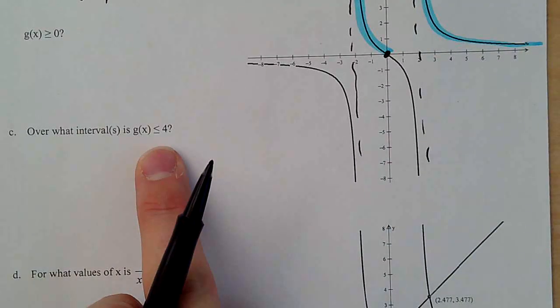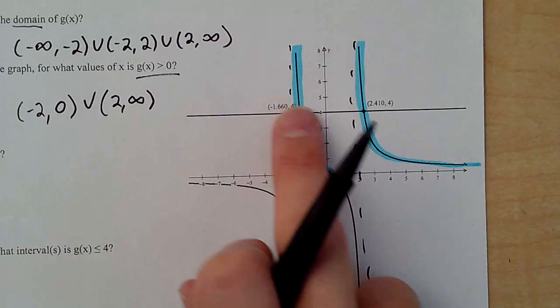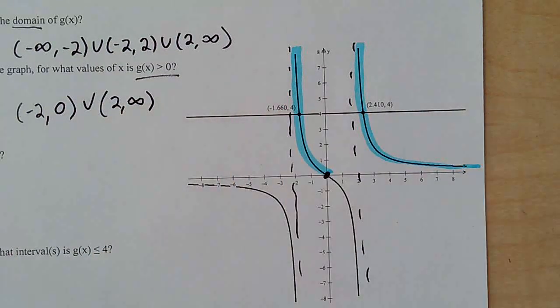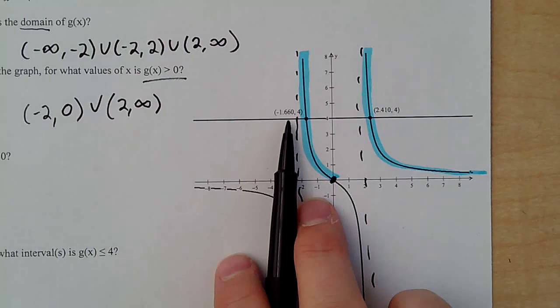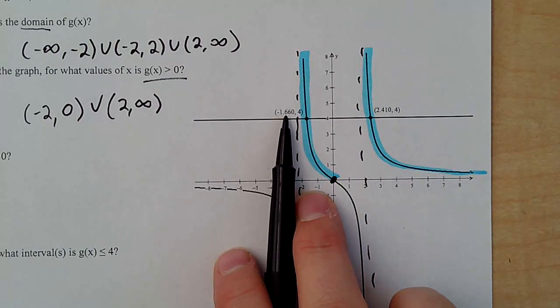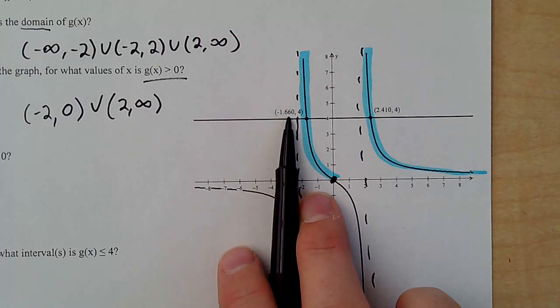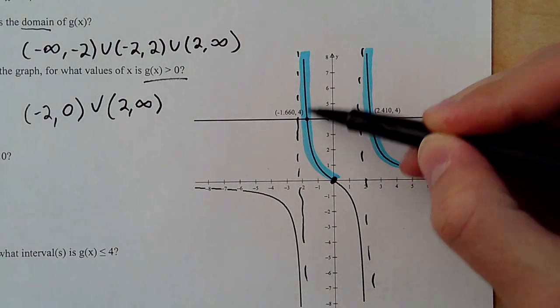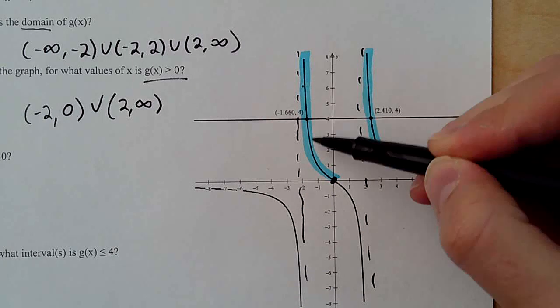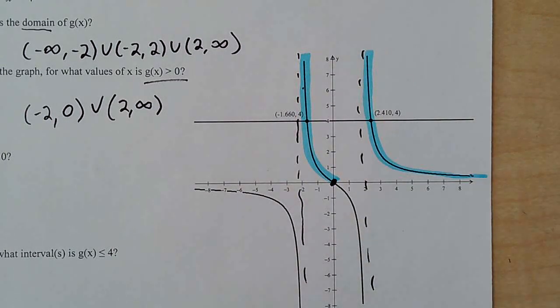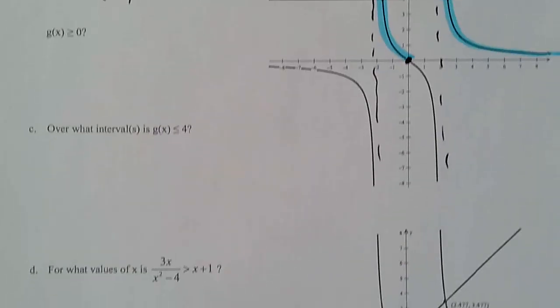We could also ask when we're less than or equal to 4, so we could use this line drawn across here at 4 to help us see what value is our intersection point. At -1.66, you see that we switch from being above to below that 4. So we could use that to build our interval. I'll leave that one for you. But let's take a look at this one.